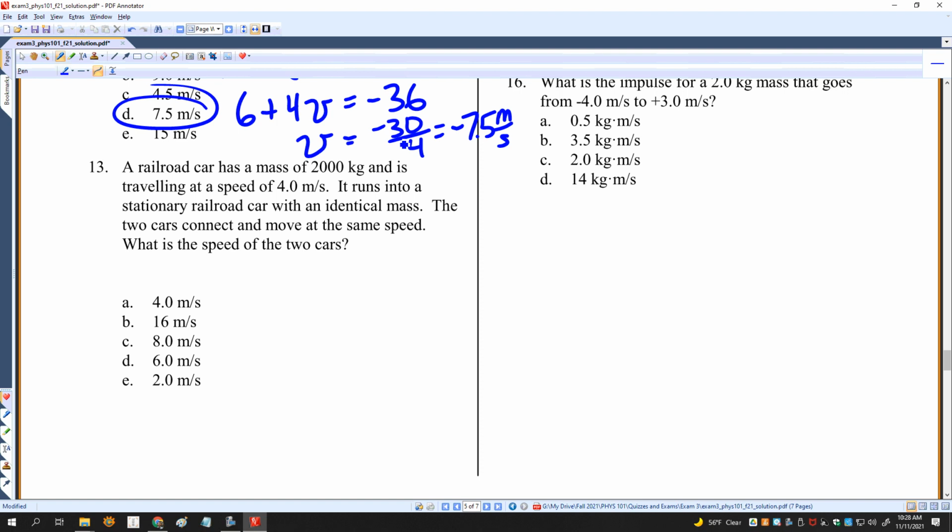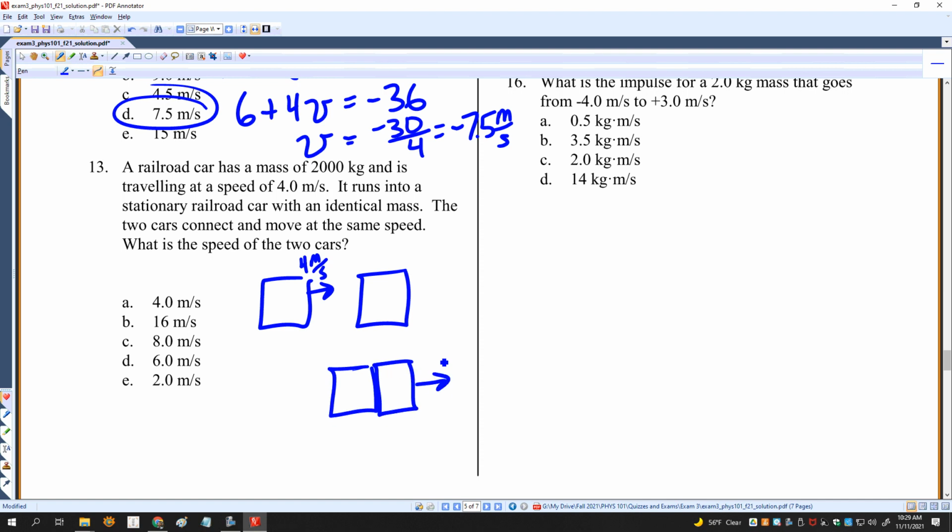A railroad car has a mass of 2,000 kilograms traveling at a speed of 4 meters per second. It runs into a stationary railroad car with an identical mass. The two cars connect and move at the same speed. So we could think of this as a collision problem where I have two masses. This one is going at 4 meters per second. After they collide, they both combine, and now they're moving off at a new speed. And I want to know, what is that new speed?